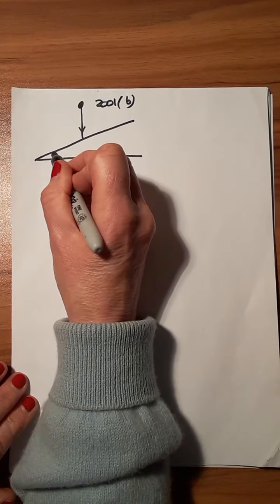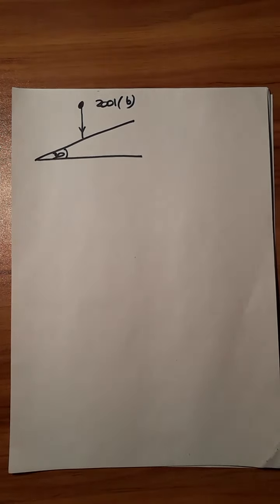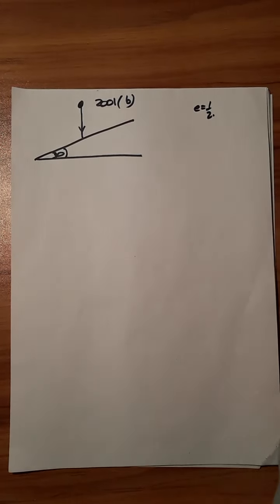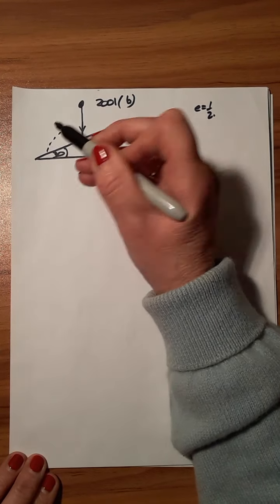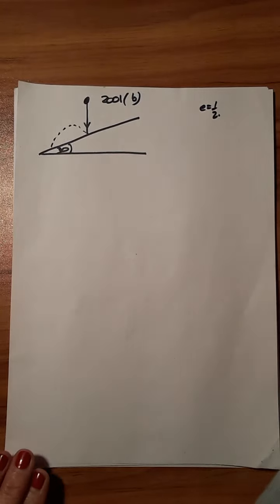The plane is inclined at 30 degrees to the horizontal, and it says that the coefficient of restitution between the ball and the plane is a half. Okay, so it's a bounce question again. Coefficient of restitution is mentioned. Now, it hits the plane at P and then it bounces off down here. It says how far down the plane from P is the ball's next point of impact.